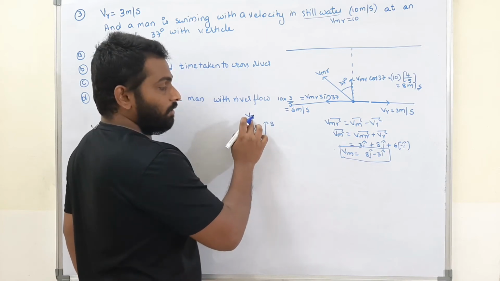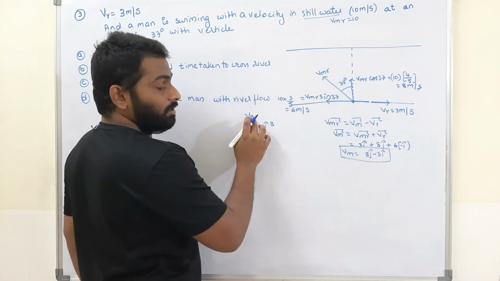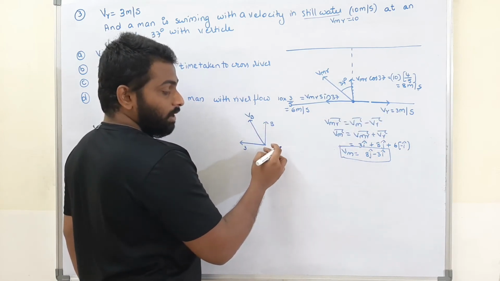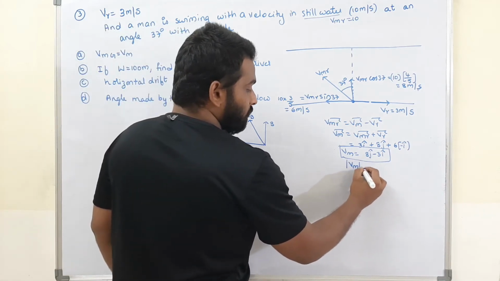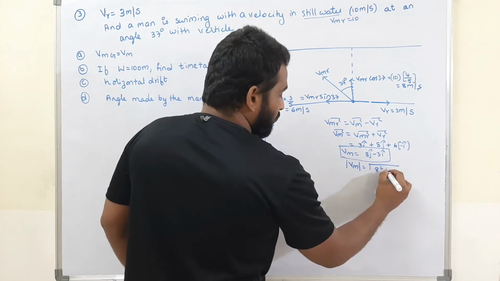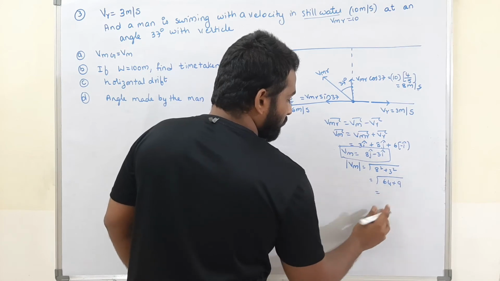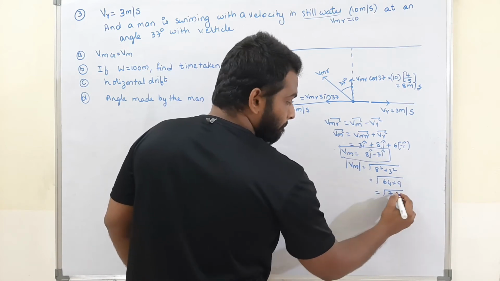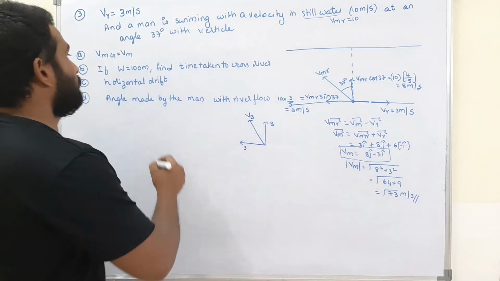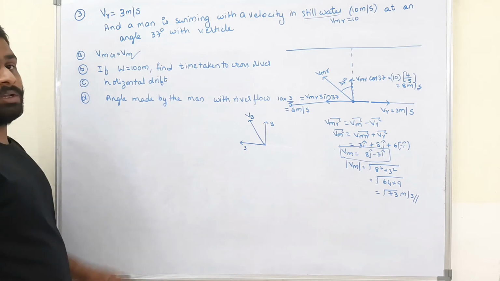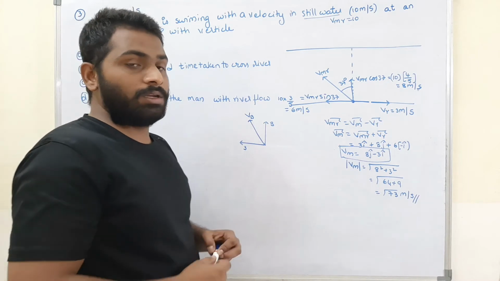What is the velocity of boat? The velocity of boat is nothing but the resultant of VMR and VR. That is VB equal to 8 j cap minus 3 I cap. So what is the magnitude? Root of 8 square plus 3 square, that is root of 64 plus 9, that is root of 73 meters per second. I got it. What is the velocity of man? The velocity of man is root of 73 meters per second. I think it is clear.